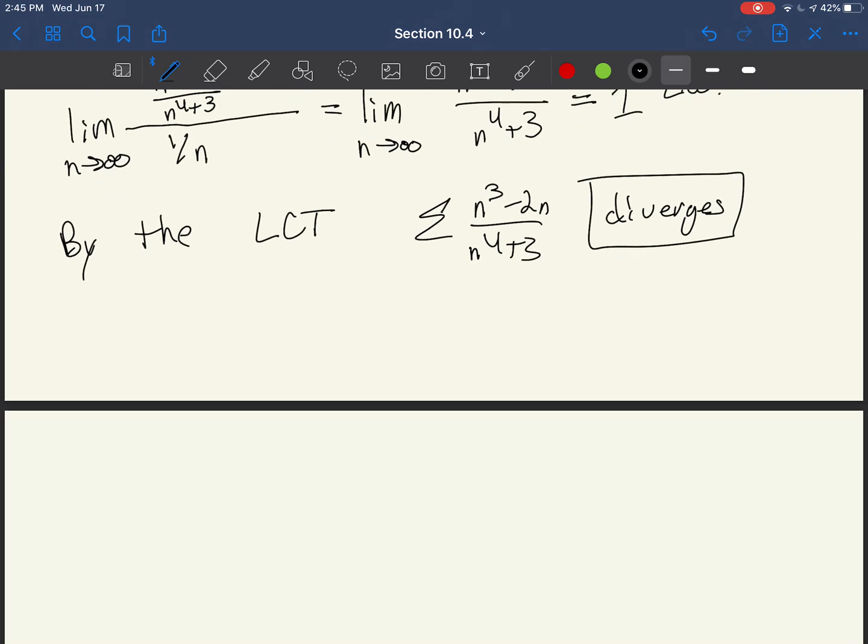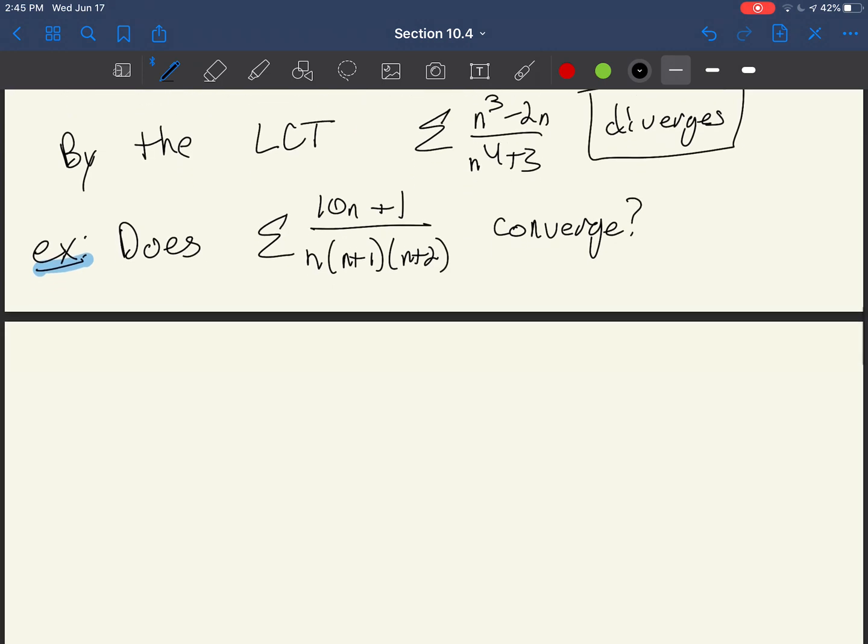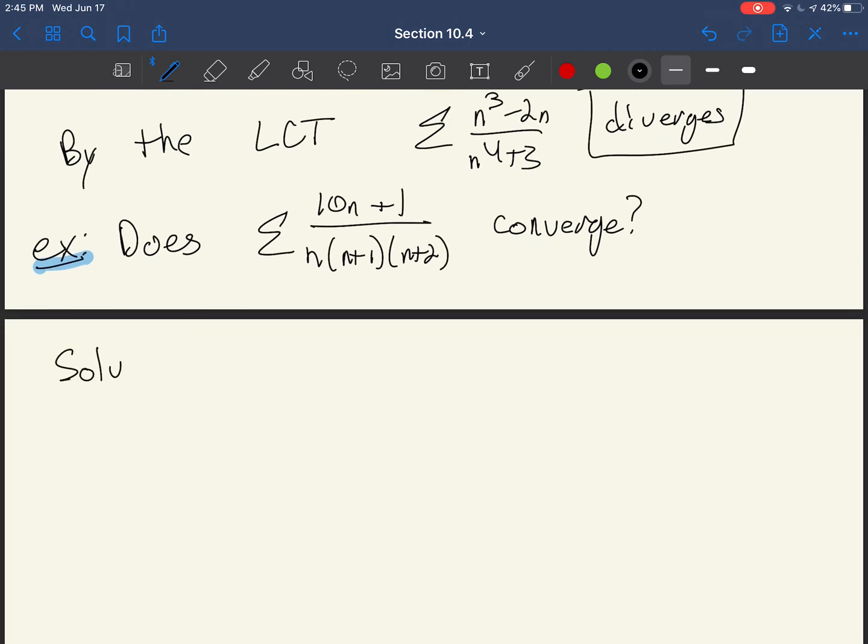And let's do one more example just to wrap this section up. Does the summation of 10n plus 1 divided by n times n plus 1 times n plus 2 converge? So I'll let you try this one. Why don't you pause the video, try it, and then unpause to see if you got it right.